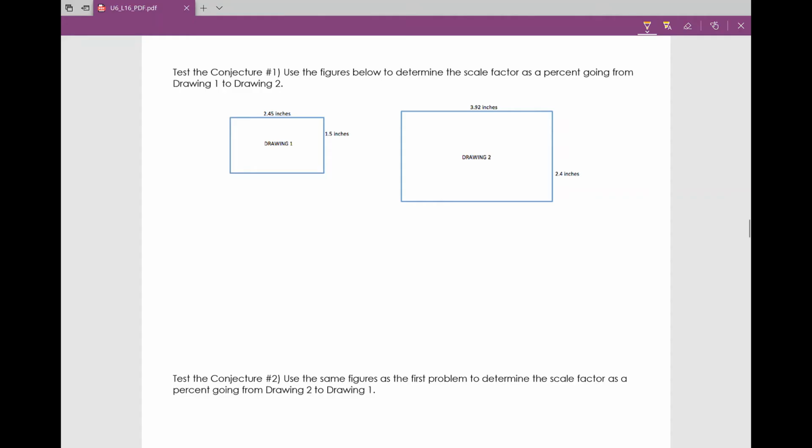Test conjecture number 1 says use the figures below to determine the scale factor as a percent going from drawing 1 to drawing 2. So the first thing I'm going to annotate is that we're going from drawing 1 to drawing 2, right? And since the image is getting larger, we know it's an enlargement. Based on yesterday's lesson, an enlargement means that the scale factor as a percent will be greater than 100%. So we know this.